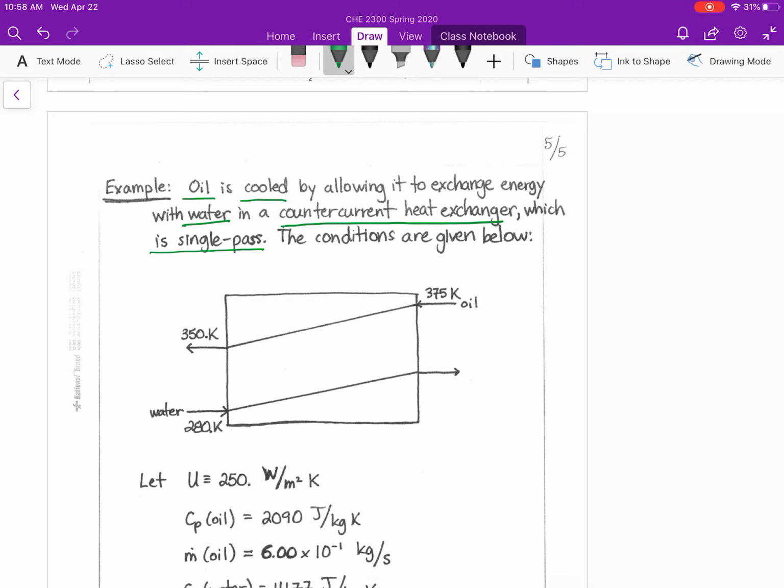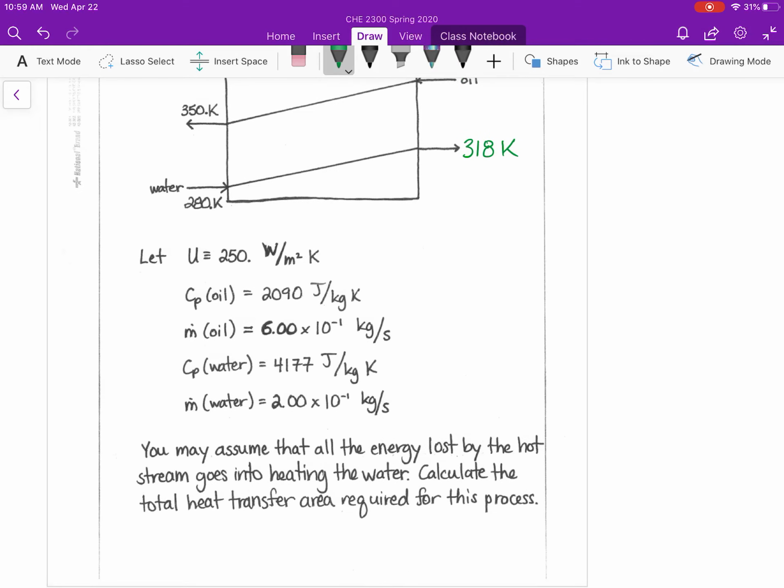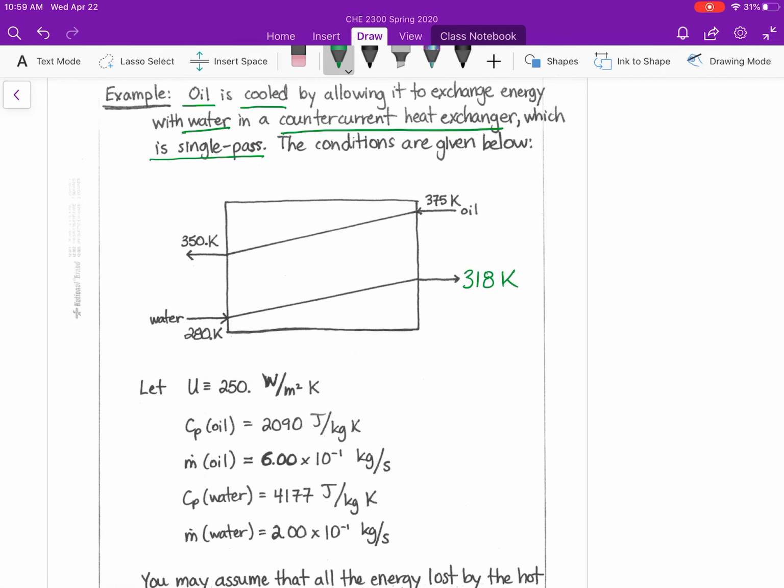So this is the same example problem that we saw from the last lecture. We had oil, it entered at 375 K, it left the heat exchanger at 350 K. We had some heating water entering the heat exchanger at 280 K, and if I'm not mistaken, it left the heat exchanger at 318 K. All of those parameters are the same, and again we're going to assume adiabatic operation, where all of the energy lost by the hot stream goes into heating the cold stream.